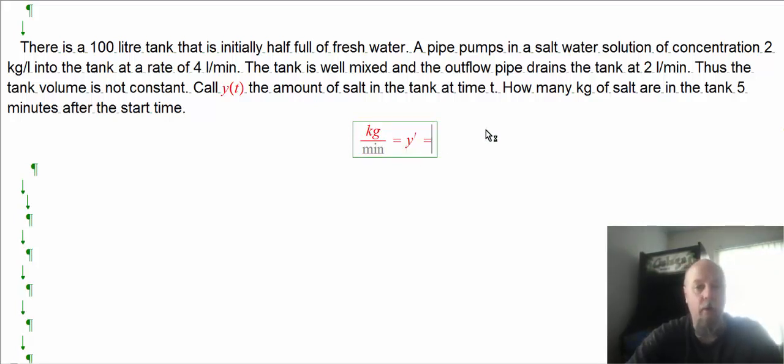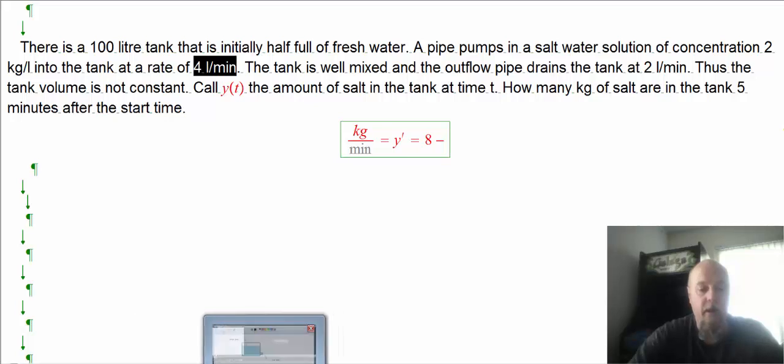How many kilograms per minute are going in? 2 kilograms per liter and 4 liters per minute gives me 8 kilograms per minute going in. I would just multiply those two values and watch the liters cancel, minus the out. Well, okay, the tank is well mixed. We remember that tells us that the concentration in the tank is the same as the concentration in the outflow. The outflow drains at 2 liters per minute. Oh, wait a moment. We got 4 liters per minute going in and 2 liters per minute going out.